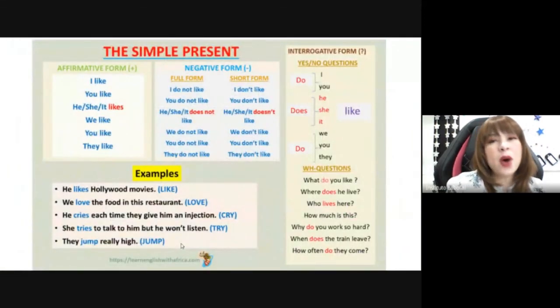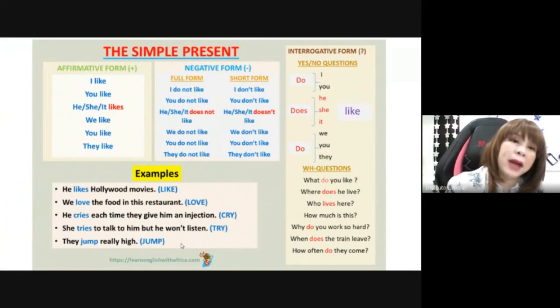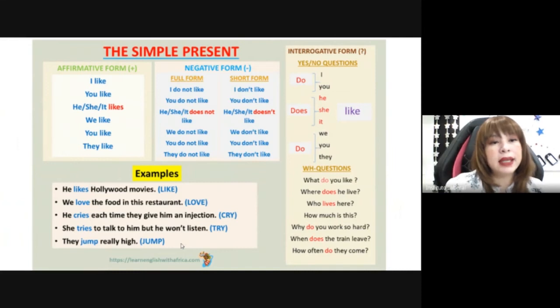Here we have some other charts to simplify the use of the simple present tense. The affirmative form: I like, you like, he, she, or it likes. They apply the rule for the S. We like, you like, they like. The only modification is when the subject is the pronoun he, she, or it.